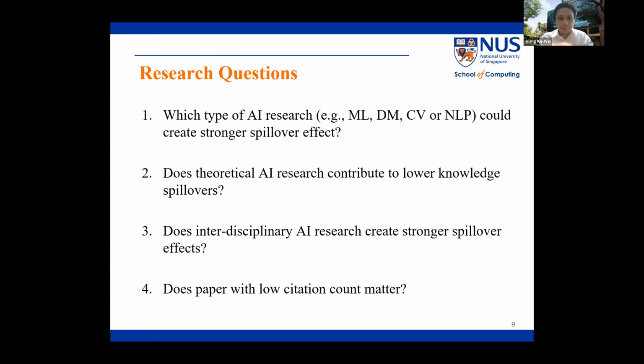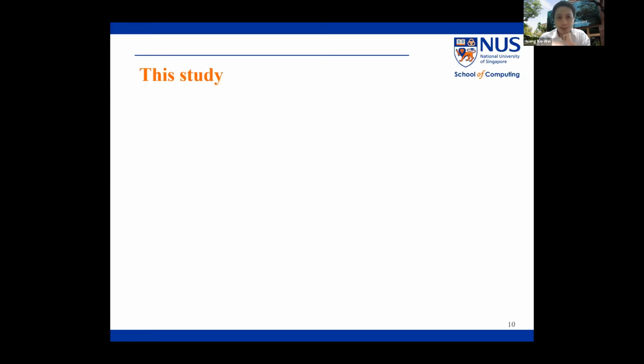More specifically, we try to analyze the different types of AI research: machine learning, data mining, computer vision, natural language processing. Which one matters more, has a stronger positive effect? We will also analyze theoretical AI versus applied AI research. And does interdisciplinary AI research matter? And for papers with high citation counts and low citation counts, which one matters? And how much is the difference? Those are the issues we're going to analyze.